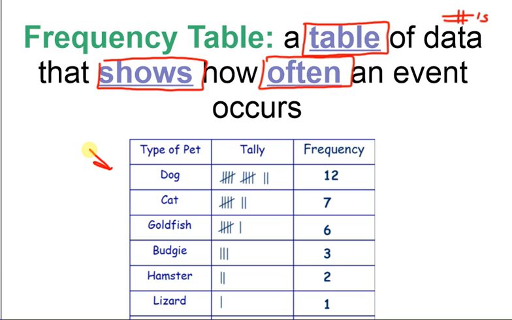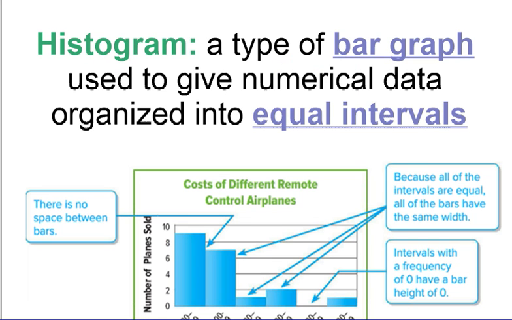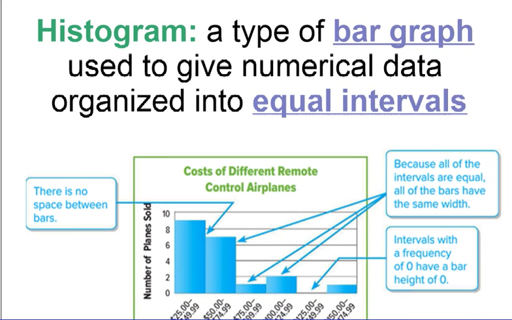In this example here, you'll see that somebody has tallied how many times somebody has said they have a dog or a cat or a goldfish, and on and on. So in this case, they took tally marks and tallied every time somebody said that they had a dog. And then they calculated the frequency. And all frequency means is how many tallies did they have? That's all it means.